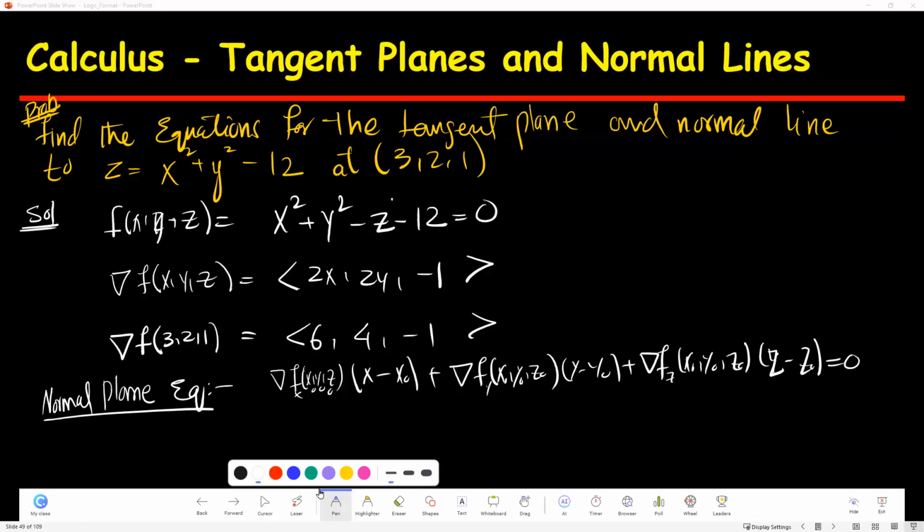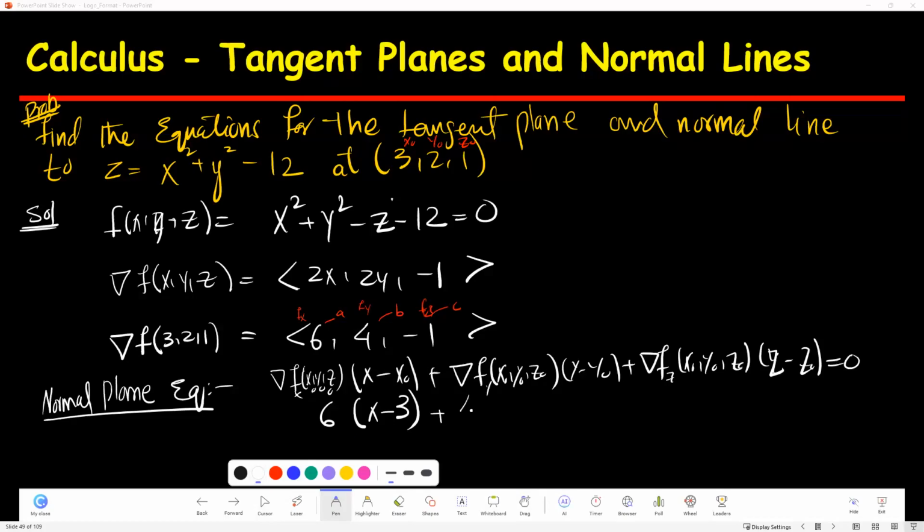Let's substitute everything here. So I'm going to substitute this one is 6, x minus x naught. So x is x minus x naught. X naught is 3. Let me just substitute here again one more time. A, B, C is going to be used this one. And you can also call this one my fx, fy, fz, right? This is what we are using here. And this is my x naught, y naught, z naught.